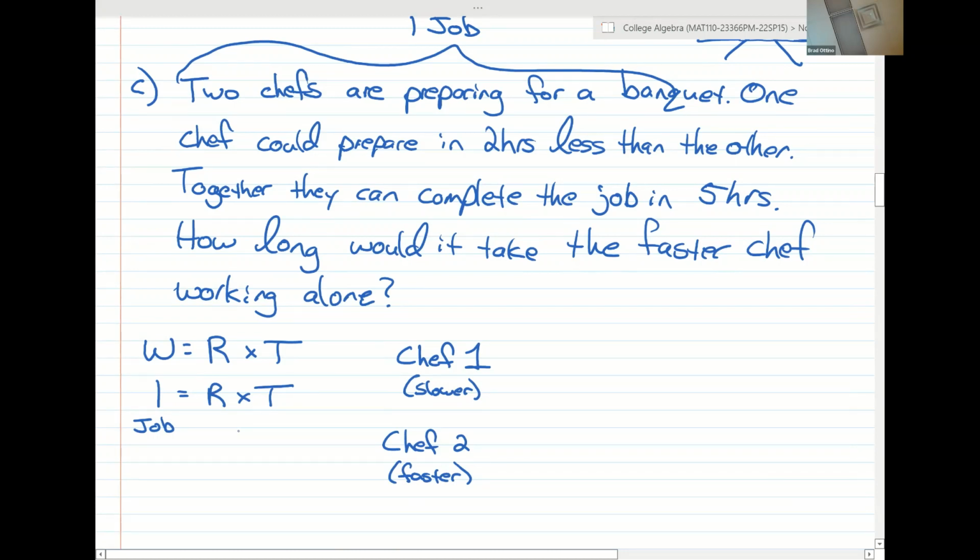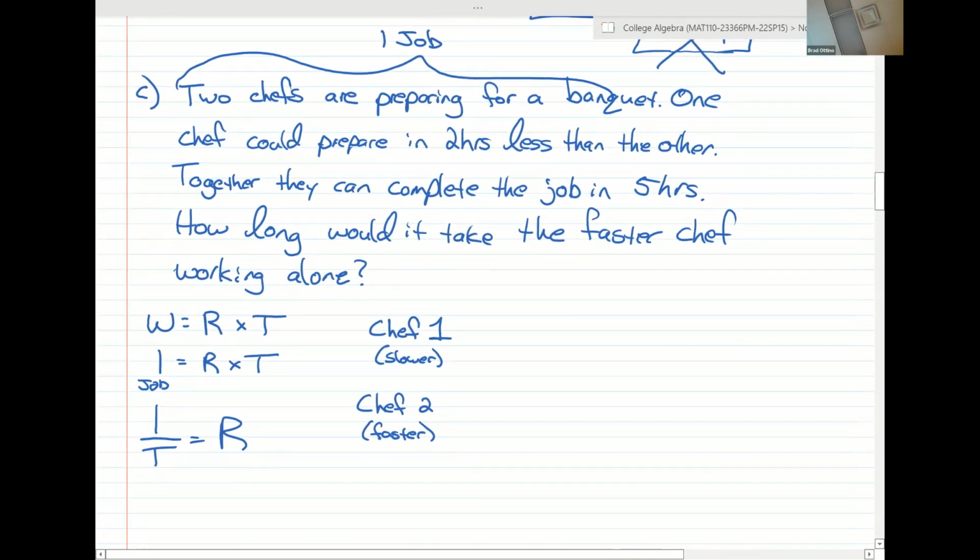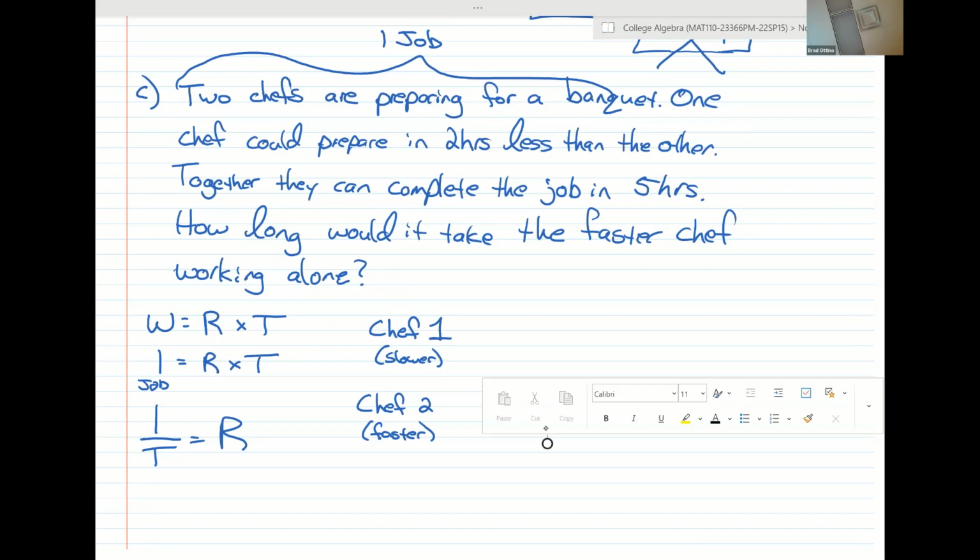So what I'm going to do is divide both sides by t. And I get the rate is equal to 1 over t. So setting up, we're going to do rate times time for each chef and set that equal to 1.